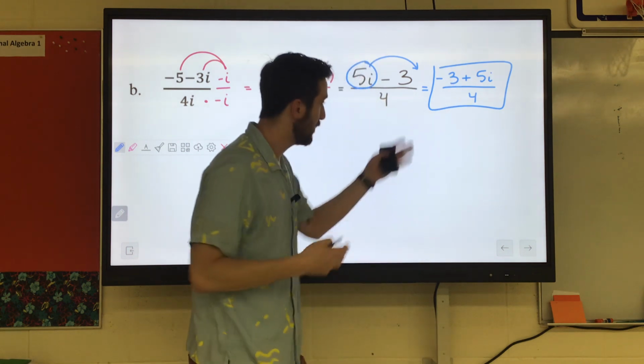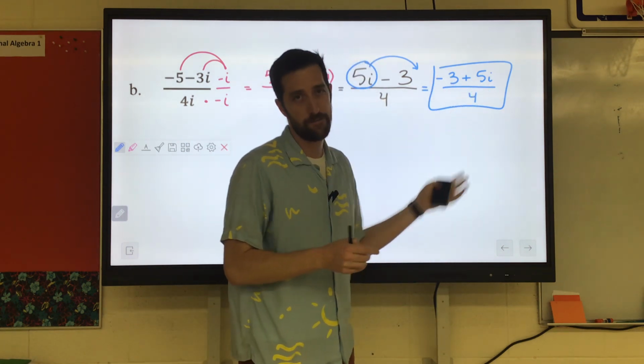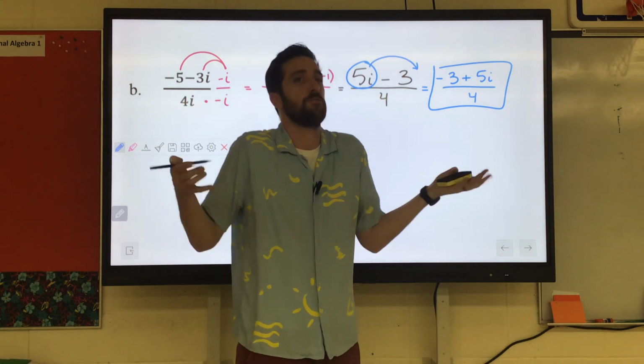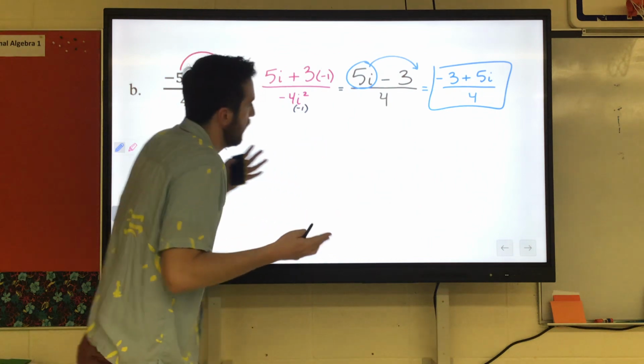Now, if you split that, you'd have negative 3 over 4. You can't simplify that. You'd have 5i over 4. You can't simplify that either. So there's no point in splitting it when you can't do anything. So just leave it together.